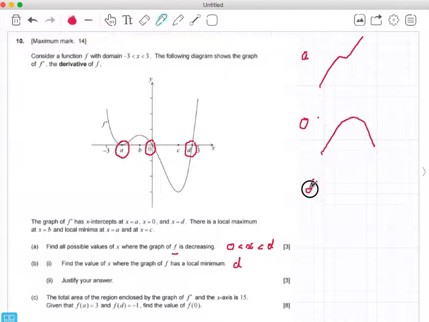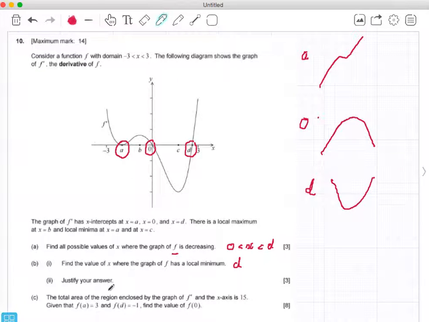And at D, it's underneath the axis here, so it's a negative gradient, but above it, it becomes a positive gradient. So it's going down, negative, negative, negative, and then positive. So we've got a point of inflection, a maximum, and a minimum. So this is how I would justify it. I would say that at D we've got a negative gradient, and then at D it turns into a positive gradient for f.